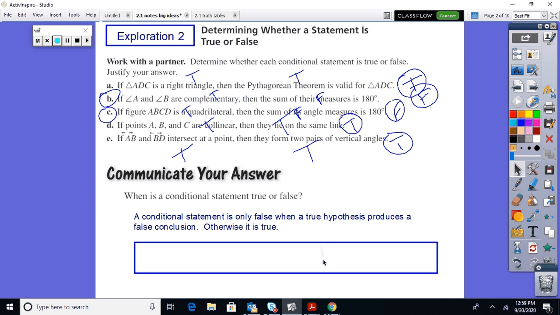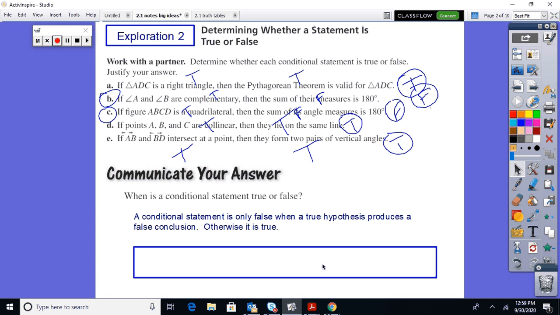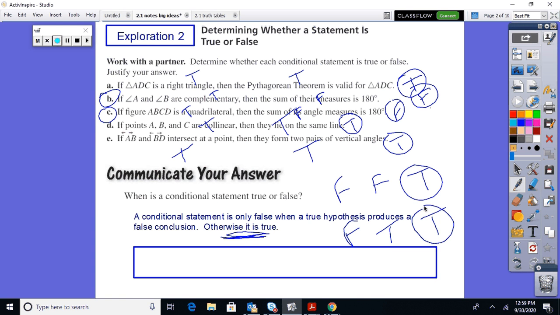When is a conditional statement false? Well, it's only false when a true hypothesis produces a false conclusion. All right, everything else in the world of logic is true. Even the one we had in exploration 1, where we had a false and a false, that gives you a true. Even a false and a true gives you a true. The only thing that leads you to a false path is a true hypothesis and a false conclusion.